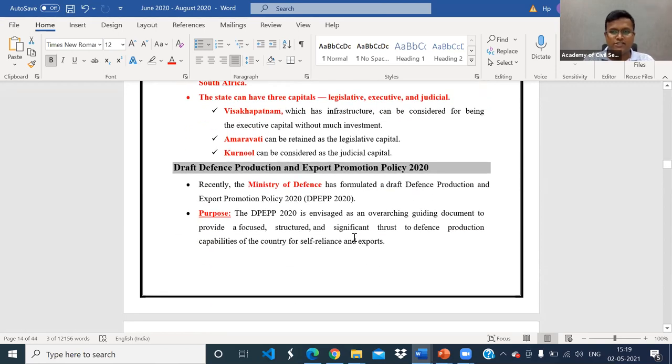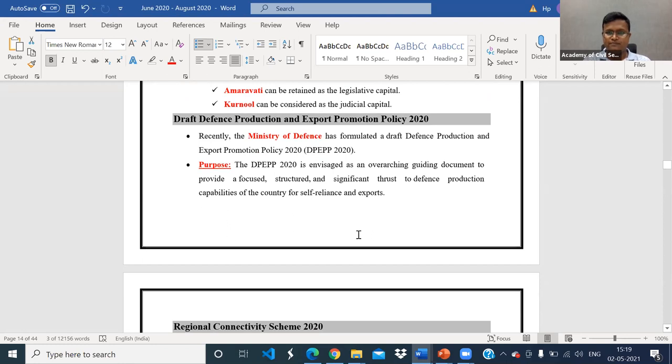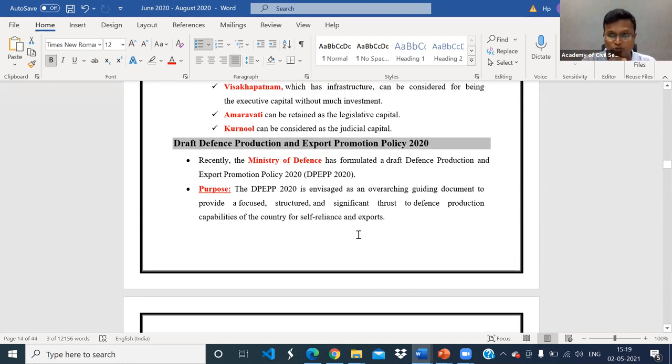Draft Defence Production and Export Promotion Policy 2020. The government has made a policy on defence production and export. What is the policy to be followed in India? Any company involved in the production of defence items, missiles and other weapons, military vehicles, tanks and so on, what policy is to be followed by the producers and exporters? Whether defence items can be exported, and if so, whether to all countries or only to specific countries, all these matters are explained.